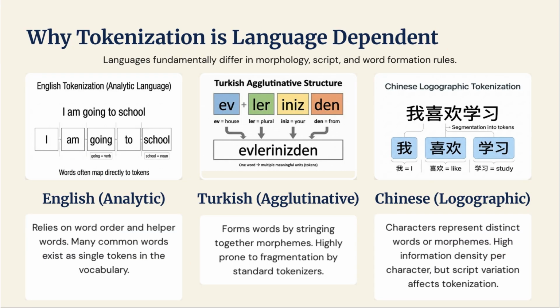Now, here is where language structure becomes crucial. Languages differ fundamentally in their morphology, script, and word formation rules, and these differences directly affect tokenization efficiency. English is an analytical language. It relies on word order and helper words, and many common words exist as a single token in the vocabulary. Turkish is agglutinative. It forms words by stringing together morphemes, which means a single word can pack a lot of meaning. This makes Turkish words long and unusual looking to an English trained tokenizer, leading to heavy fragmentation. Chinese is a logographic language where each character represents a single distinct word or morpheme, giving high information density per character. Though script variation can still affect tokenization, these structural differences together are the root cause of the token count disparity we see across languages.